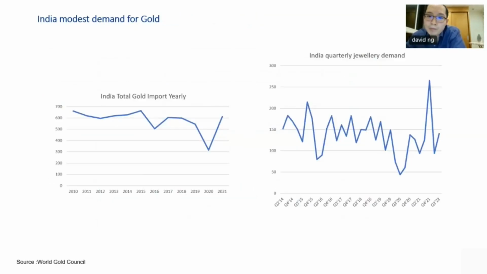Now, the reason I put up this chart is just to show you that India is also a very big player in terms of jewelry demand. And again, just look at China and India. As long as they are buying more and importing more gold, generally they are giving strong support for the gold market.